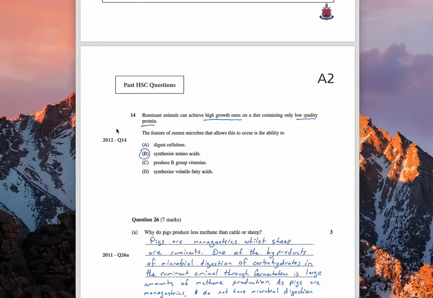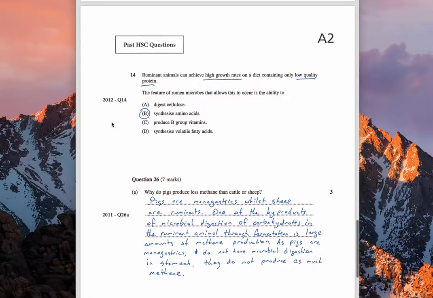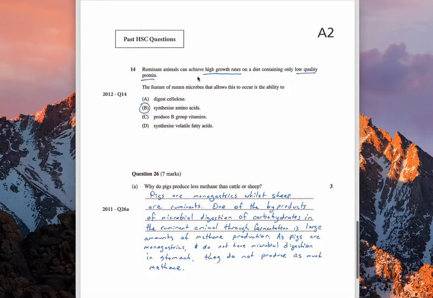Looking at past HSC questions here, from 2012 we have a question on ruminant animals achieving high growth rates on a diet containing only low quality protein. The feature of rumen microbes that allows this to occur is the ability to: A, digest cellulose; B, synthesize amino acids; C, produce B group vitamins; or D, synthesize volatile fatty acids. Now, because this question says high growth rates and low quality protein, the answer is B.